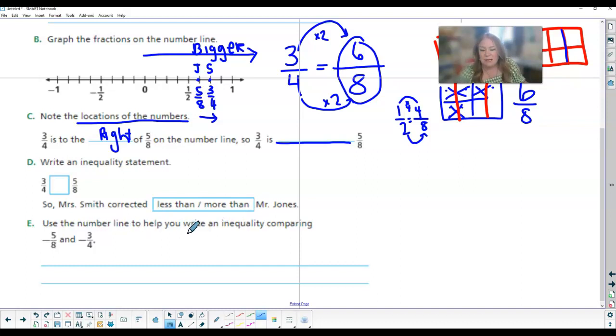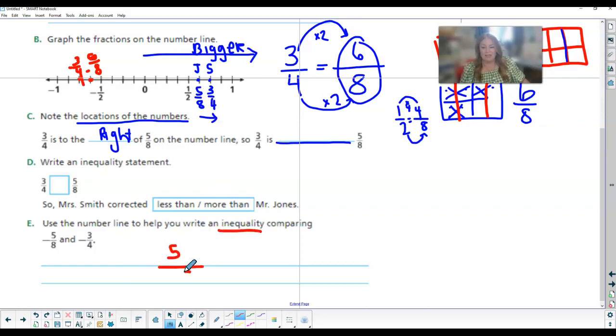So now we're going to use the number line to write an inequality comparing -5/8 and -3/4. So this is what both of the teachers had done, but now we're going to go and talk about the negatives of them. So we know -5/8, here's 0. We're going to the negative side over 5. So here's -5/8. And then -3/4 with 6/8 is here. So we're going to write an inequality to compare these.